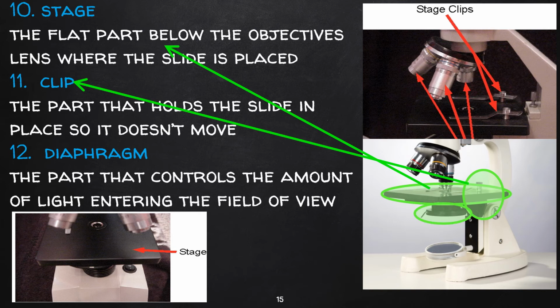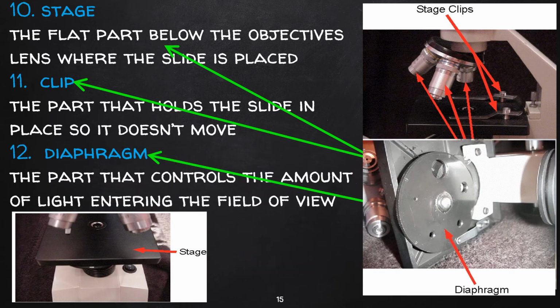Underneath the stage or sa ilalim ng stage is yung tinatawag na diaphragm. Yung diaphragm naman, as you can see, meron siyang iba't ibang klase or laki ng butas which now regulates kung gaano karaming liwanag yung papasok sa microscope.